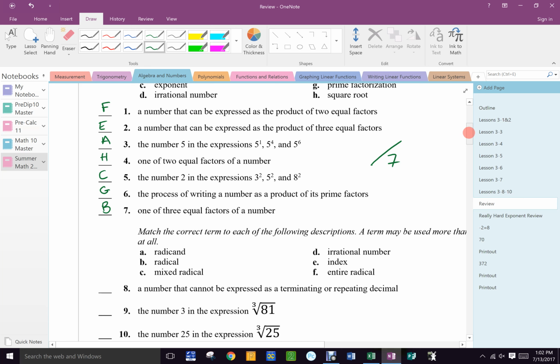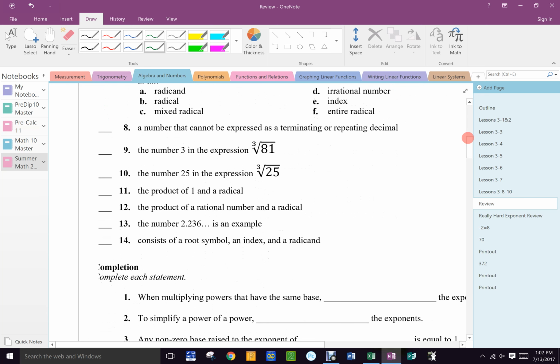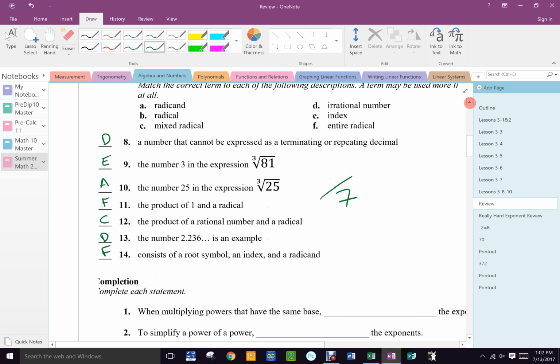Remember, I am recording this. You can check it later. 8 through 14. D, E, A, F, C, D, F. Remember, do not try to correct it. Yes, just like the instructions say.